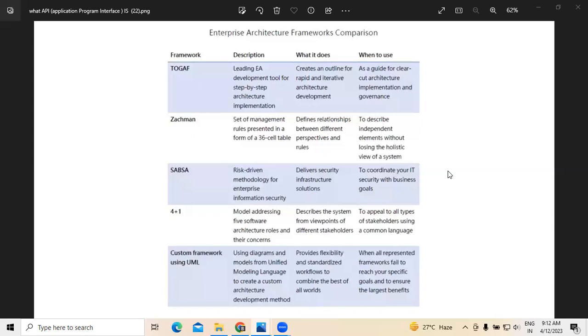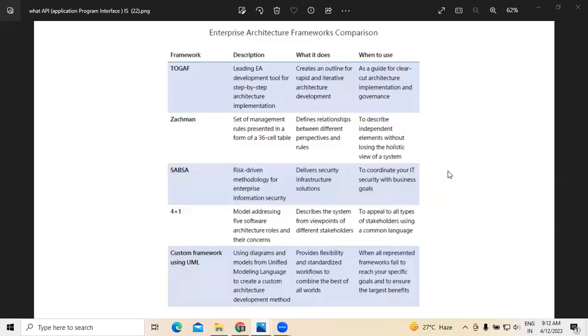When we see the comparison of enterprise architecture with different frameworks, something like TOGAF, ZACHMAN, SABSA, 4+1, and a custom framework using UML, we start with the description. The first one is TOGAF, a leading enterprise application development framework, which is used to understand step-by-step architecture implementation.